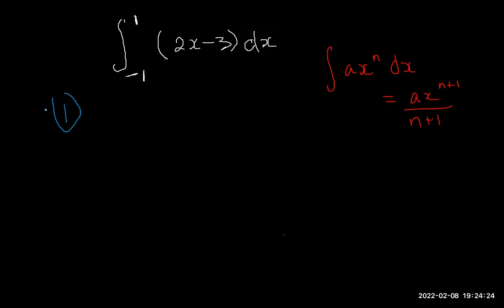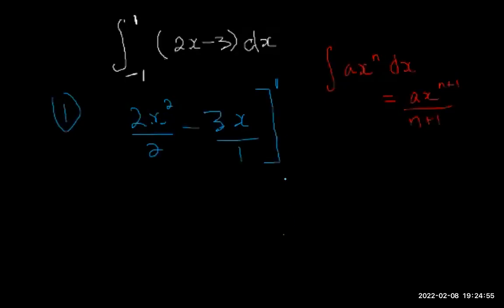So first step, we integrate it. What will we get? If I apply the rule here, I'm going to get 2x squared on 2. That's just me following this rule, right? Minus 3x on 1, no plus c. When you're doing definite integration, after you integrate the expression, you put a bracket here, with your upper limit on top and your lower limit below. That's just the standard way to write it.